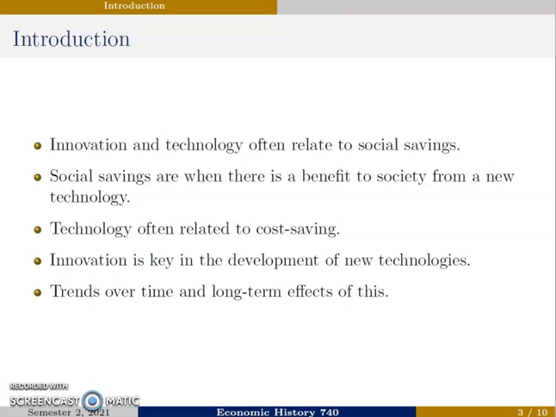But we know that innovation is needed for the development of these new technologies. So what we do this week is to really think about innovation and technology, how this relates to social savings and long-term trends over time that affected this. You will see throughout this session that a lot of the articles are based on or refer back to the Industrial Revolution that we've done before. And that is because the Industrial Revolution was really a structural break in innovation and technology that caused sustained economic growth.